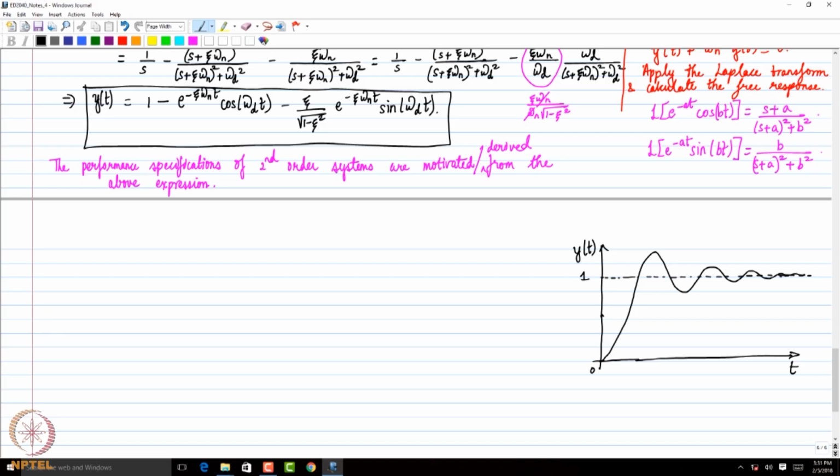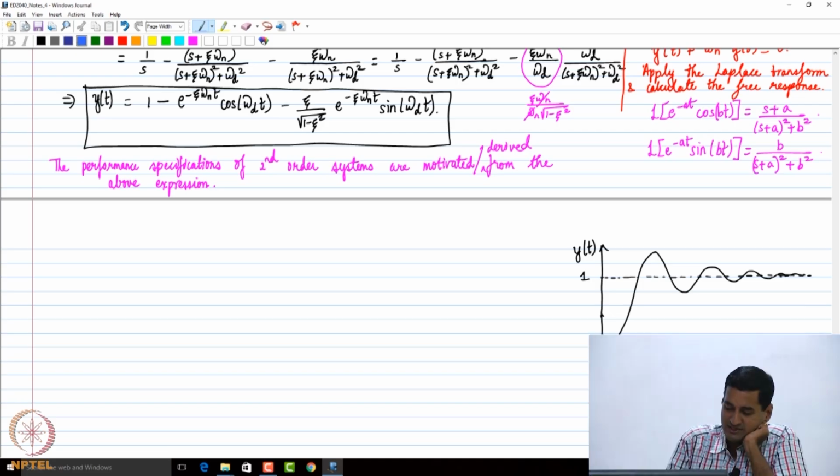So you can see that the cos and the sine functions are multiplied by a decaying exponential. So the envelope of the oscillations is going to decay. That's why you have a stable system but oscillate. That's okay, right? So what are these performance specifications? The first performance specification is what is called the rise time.